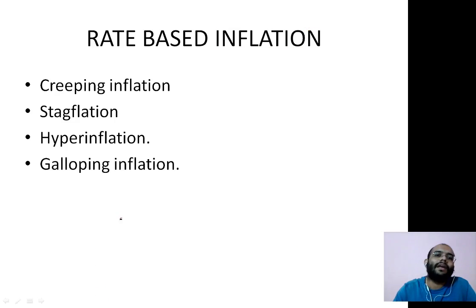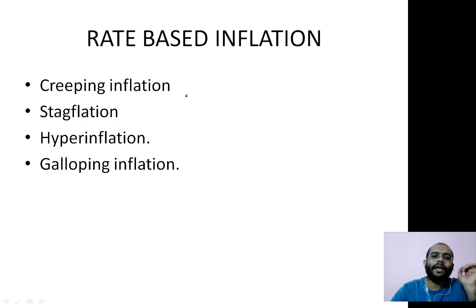Moving on, we completed cost-based inflation, and in cost-based inflation we looked at two inflation types, that is demand pull inflation, and the second one is cost push inflation. One is pulling, demand is pulling the inflation, cost is pushing the inflation.